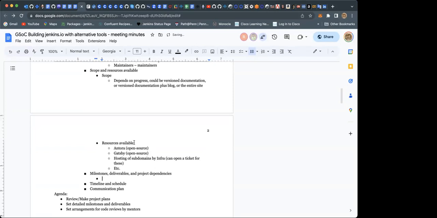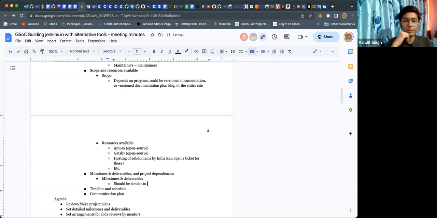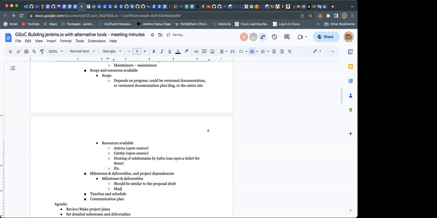Okay, next, milestones, deliverables, and project dependencies. I think we should group it as such. So milestones and deliverables. You have to work on this, which is similar to what you have in your proposal, because you have the dates written down originally, but you may need to revise them. The dates will be revised, but the main milestones will be the same. The duration may need to be revised. Timeline for these.